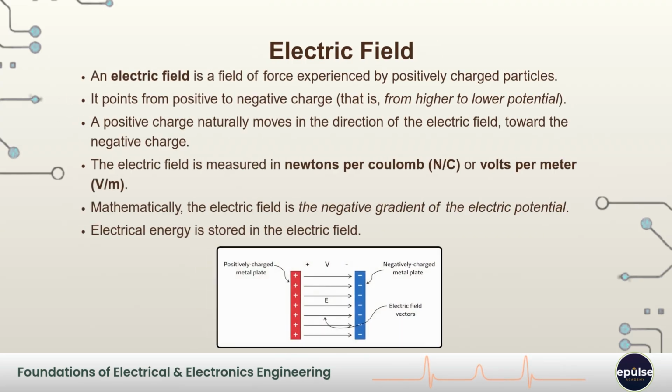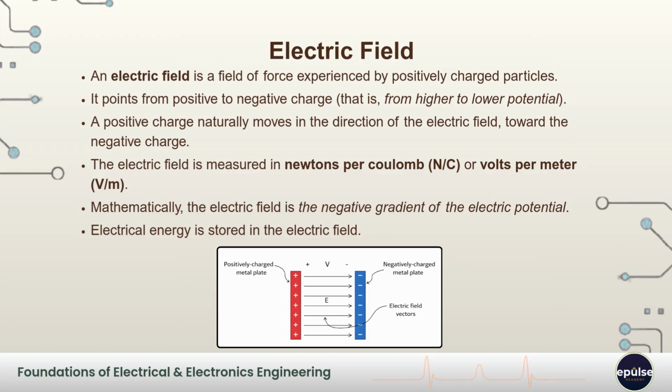Next, let's talk about the electric field. Now, an electric field is a region where a charged particle experiences a force. It points from positive to negative charge, meaning from a higher potential to a lower potential. A positive charge naturally moves in the direction of electric field, which is towards the negative charge. Now the units of electric field is measured in newtons per coulomb or volts per meter.